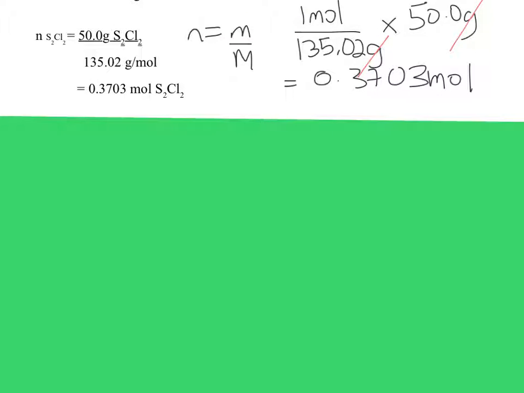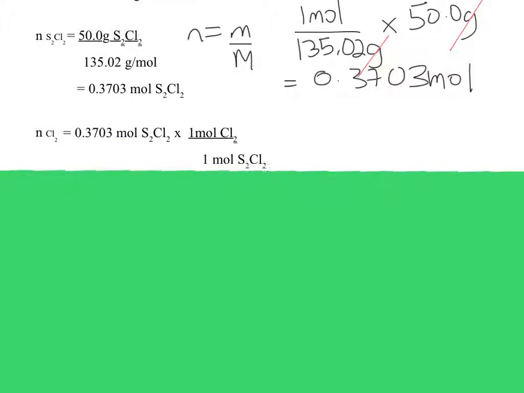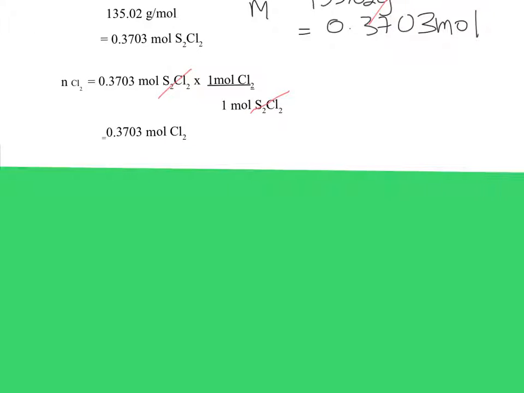Okay, so now that we have the moles of disulfur dichloride, we have to convert to the moles of chlorine, and to do that we use the mole ratio. So we take the moles of what we know and we convert it to the moles of what we want. So we want chlorine, so our disulfur dichloride goes on the bottom. And we calculate the moles of chlorine.